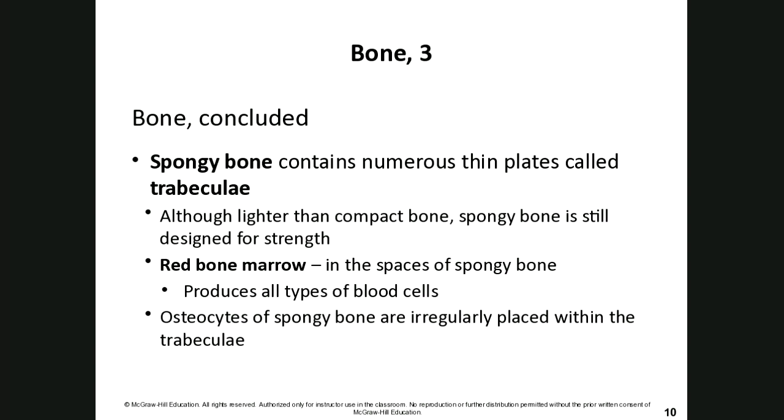So spongy bone has many thin plates that we call trabeculae. It kind of looks like latticework on the inside. Spongy bone, while it is lighter than compact bone, is still very, very strong. The reason for that is because those trabeculae confer a lot of strength in many different directions. Filled within the spaces of the trabeculae is the red bone marrow. And that's where all of your blood cells are produced. Whether they're red blood cells, white blood cells, or platelets, they're all going to be formed in the red bone marrow. Osteocytes in the spongy bone are irregularly placed throughout the trabeculae. They don't have that nice tight organization that we'd see in the osteon of the compact bone. So there's a little bit of a difference in how you would find the osteocytes between compact bone and spongy bone.